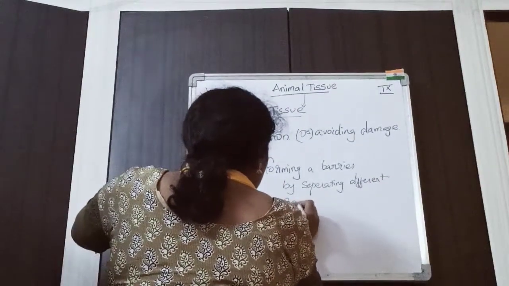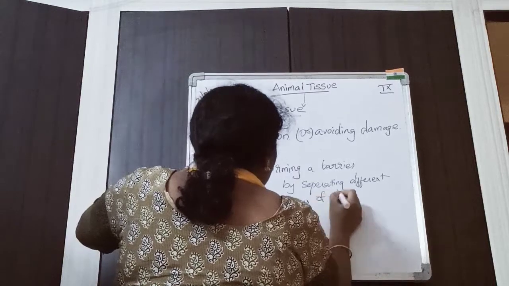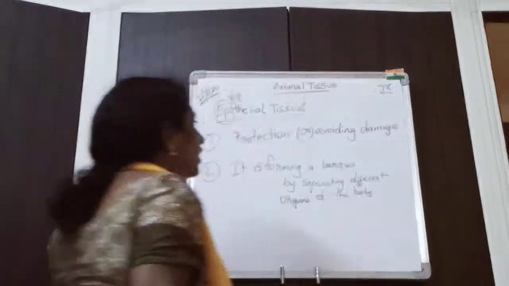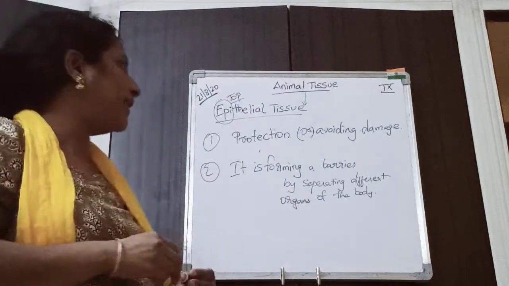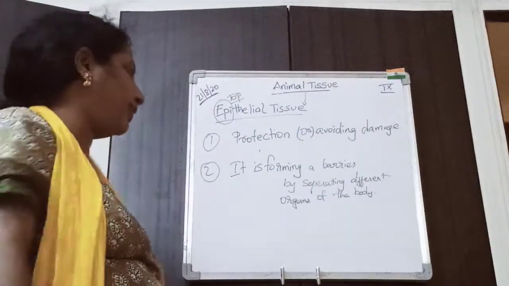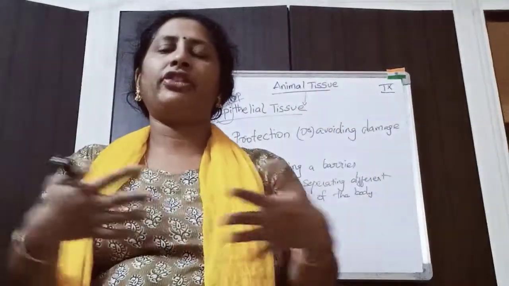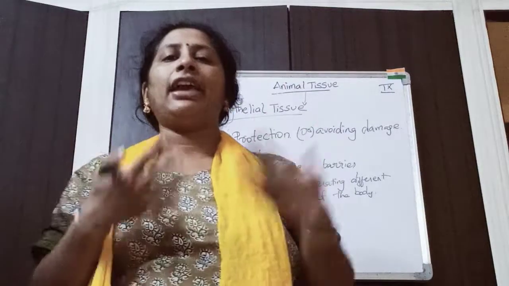Organs of the body. Clear? So it is forming a barrier by separating different organs of a body. Suppose epithelial tissue is separating your stomach from your lungs. If it is not present, what happens? The lungs will join with the stomach, will be joining with your kidneys, everything.